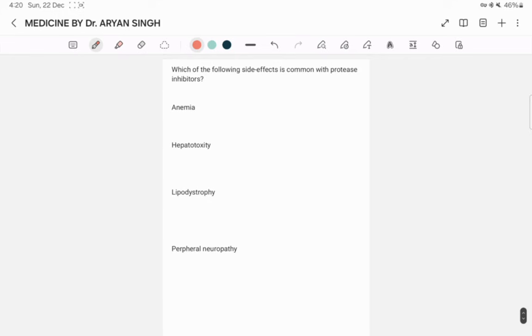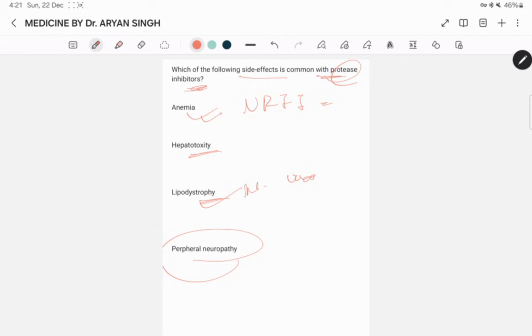Next question. Which of the following side effects is common with protease inhibitors? Anemia, hepatotoxicity, lipodystrophy, and peripheral neuropathy. Lipodystrophy is the best answer because lipodystrophy is a common side effect with the use of protease inhibitors. And anemia is seen with NRTI, zidovudine for example. Hepatotoxicity is seen with NNRTI and protease inhibitors. And peripheral neuropathy is seen with NRTI.